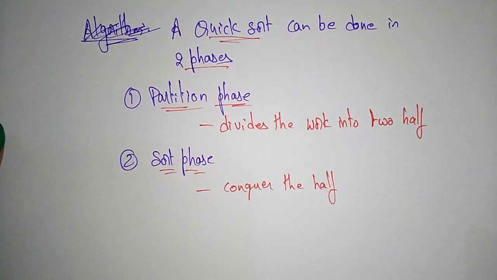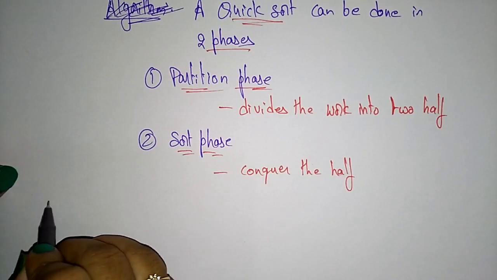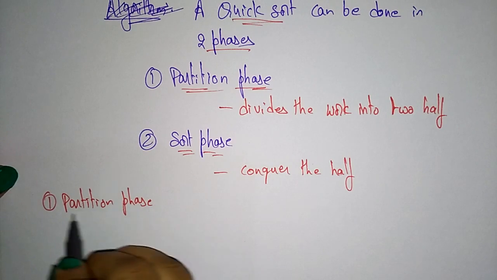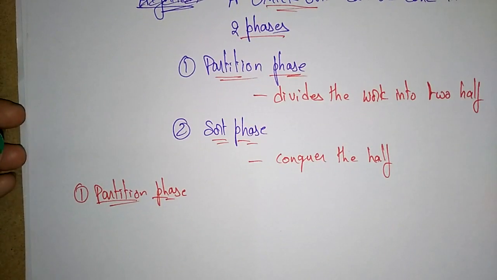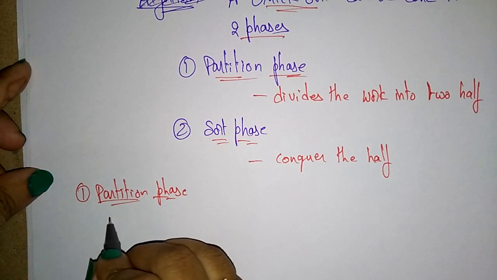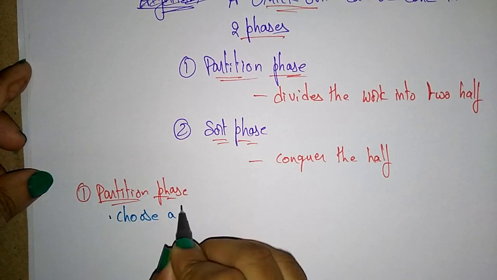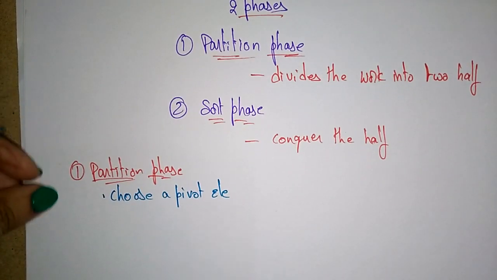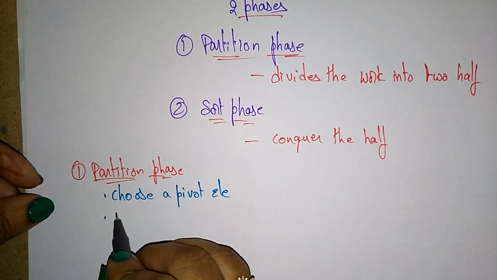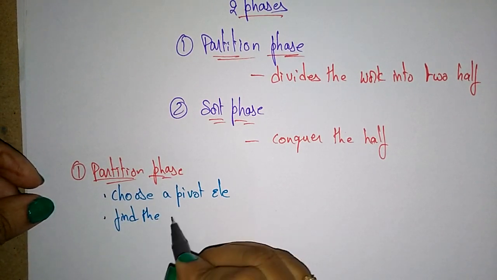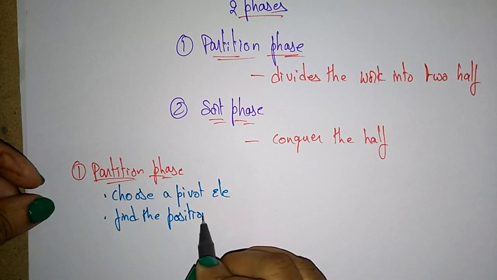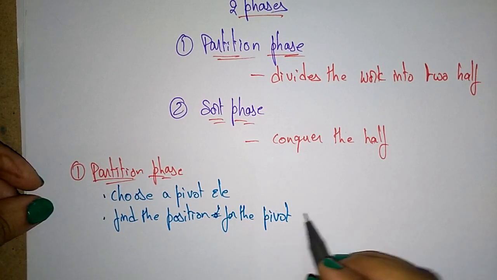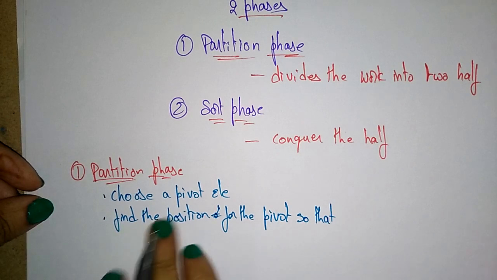Okay, so let me take the first, the partition phase. Before going to the example and algorithm, let me give a basic idea about the partition phase. In the partition phase, we first have to choose a pivot element. Whatever the array consisting of a group of elements, in that you have to select a pivot element. After that, you have to find the position for the pivot. So first choose a pivot element.